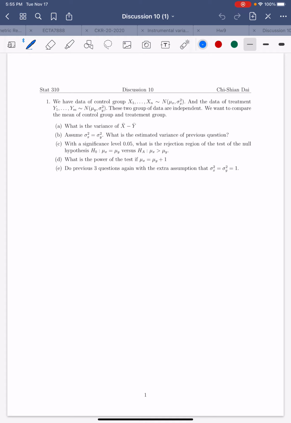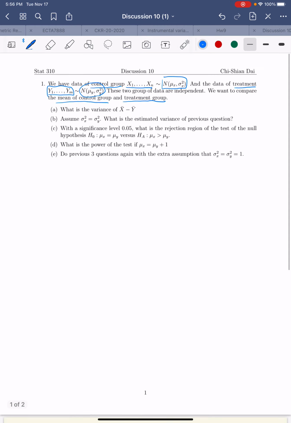Okay, so the question is, first we have the control group, and we have data S1 to Sn. They all follow a normal distribution. And we also have the treatment group. We have Y1 to Ym, and this is their distribution. And the goal is we want to compare the mean of the control group and the treatment group. Okay.